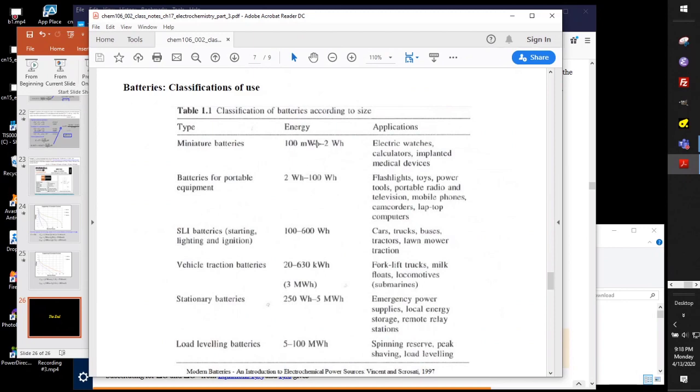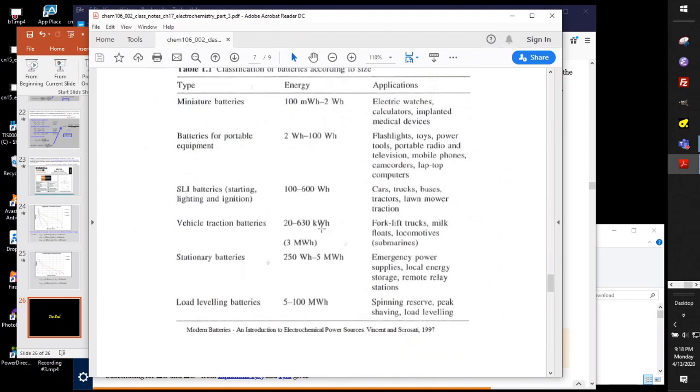Or it doesn't necessarily have to be milli, it could be regular watt hours, or it could be kilowatt hours. Like your electric meter in your house measures energy in terms of kilowatt hours, or it could be megawatt hours if it's a really huge one. A kilowatt hour size battery would be for an electric vehicle. And one that's milliwatt hours would be the miniature batteries, such as for electric watches, calculators, or defibrillators and things like that.